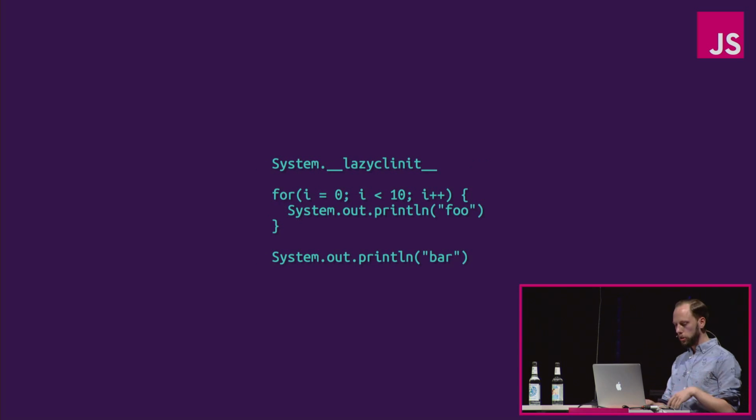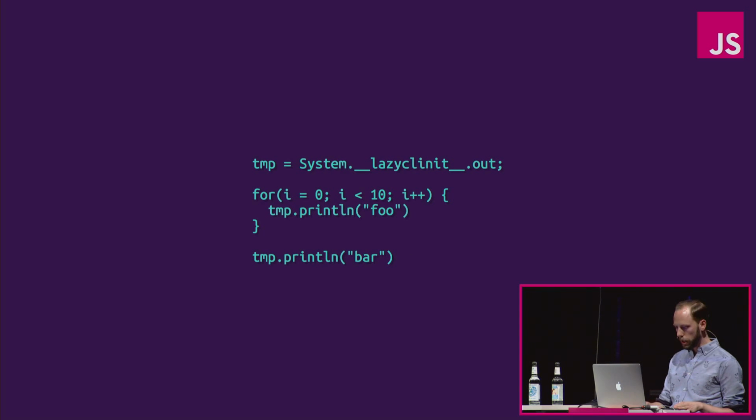And you can do even more. You can take the access of the System.out variable out of the loop as well. And then you're pretty good, actually. You won't notice that this class initializer is actually running.